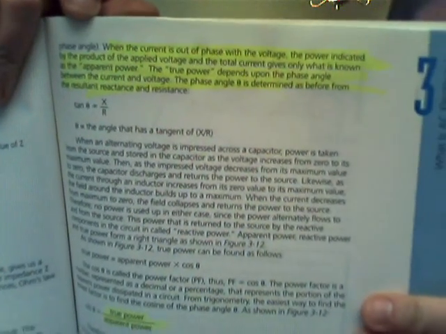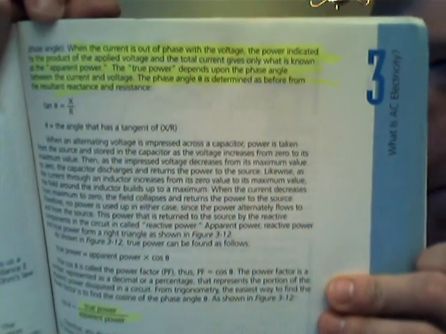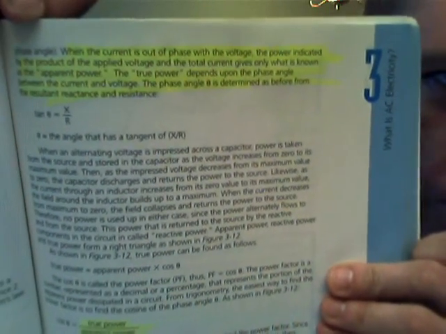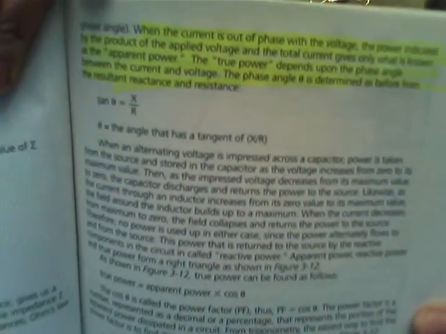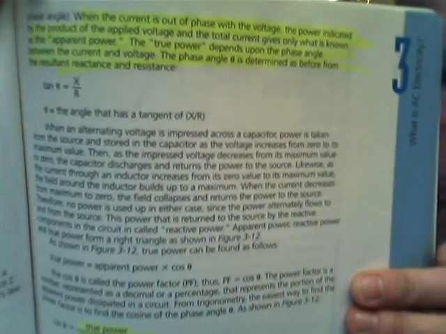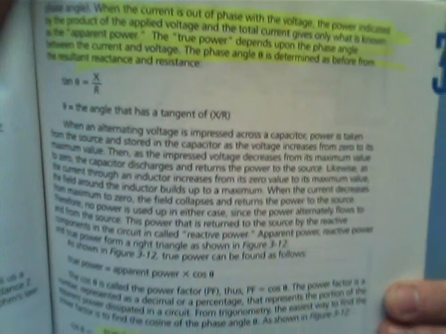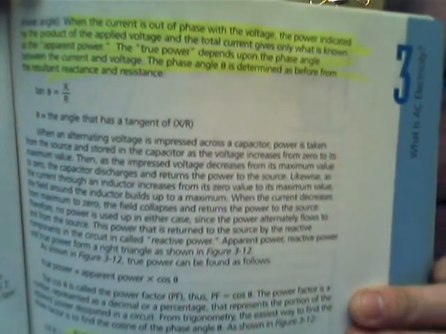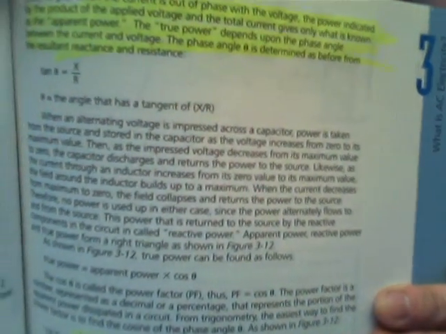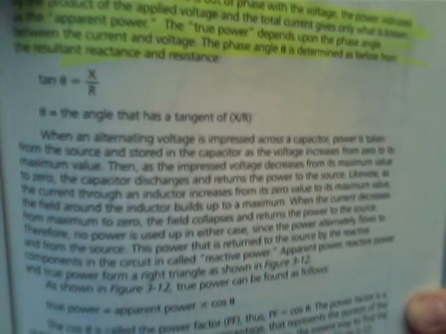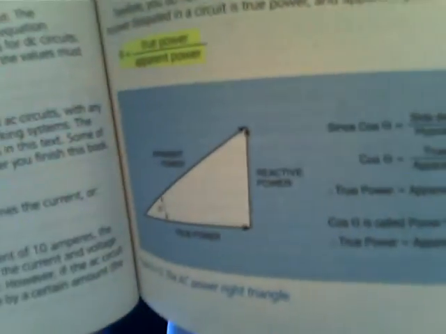Here we go. In this book here, it says when the current is out of phase with the voltage, the power indicated by the product of the applied voltage and the total current gives only what is known as the apparent power. The true power depends upon the phase angle between the current and the voltage. The phase angle is determined, as before, from the resultant reactance and resistance. And down here it shows a little bit more about the whole power factor.